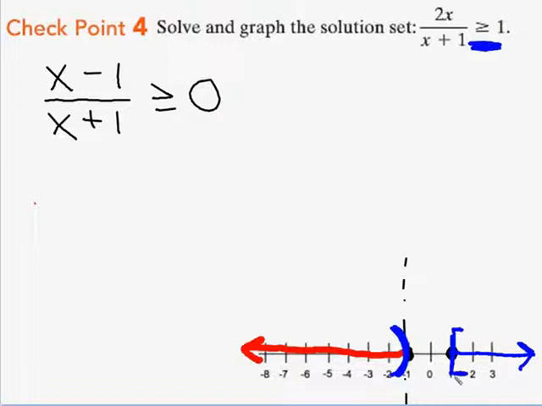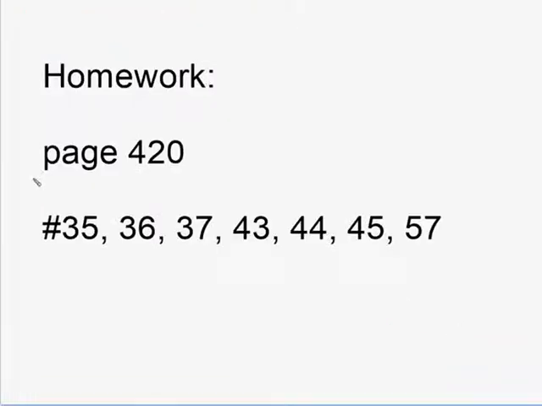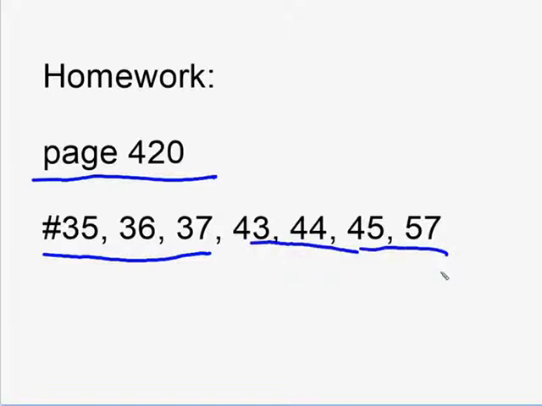All right. Looks good. Let's see what the homework looks like. Page 420, 35, 36, 37, 43, 44, 45, 57. Have fun.